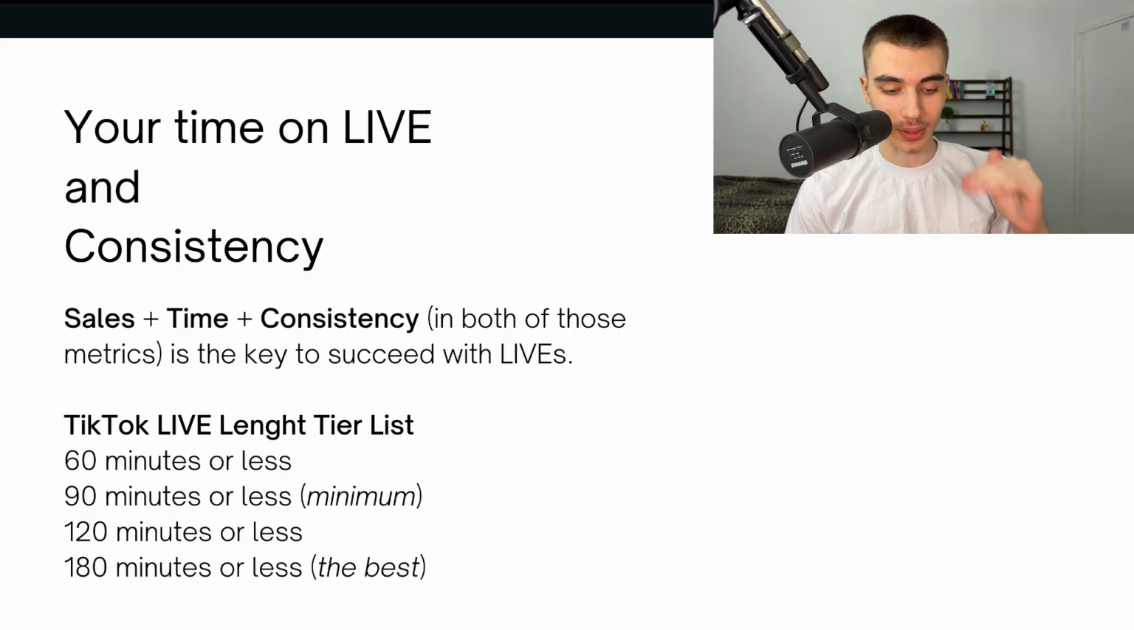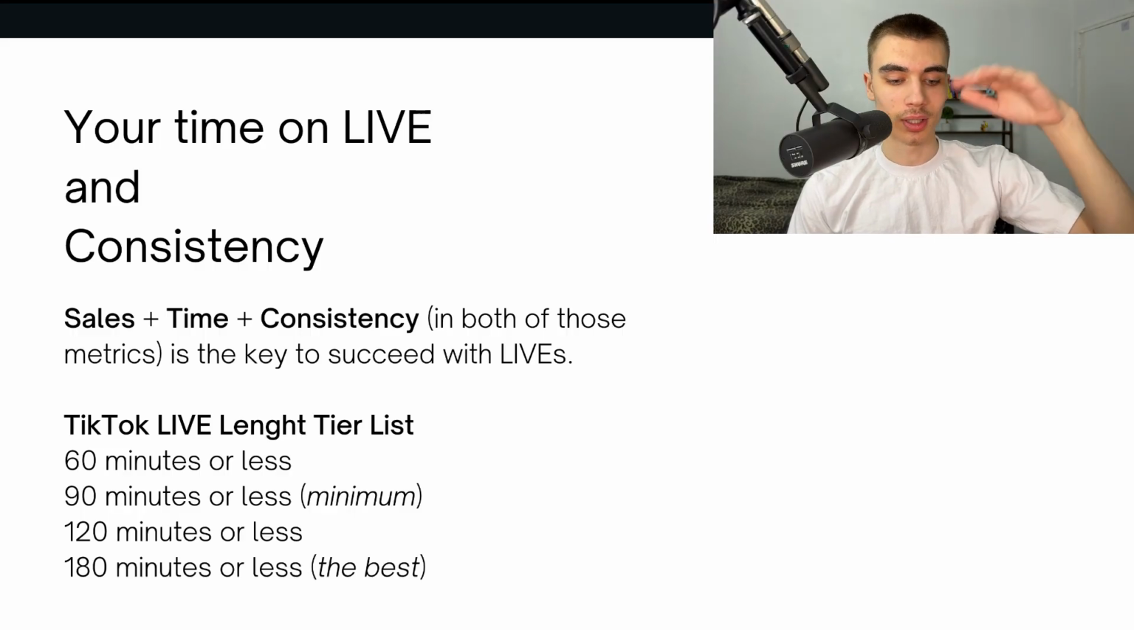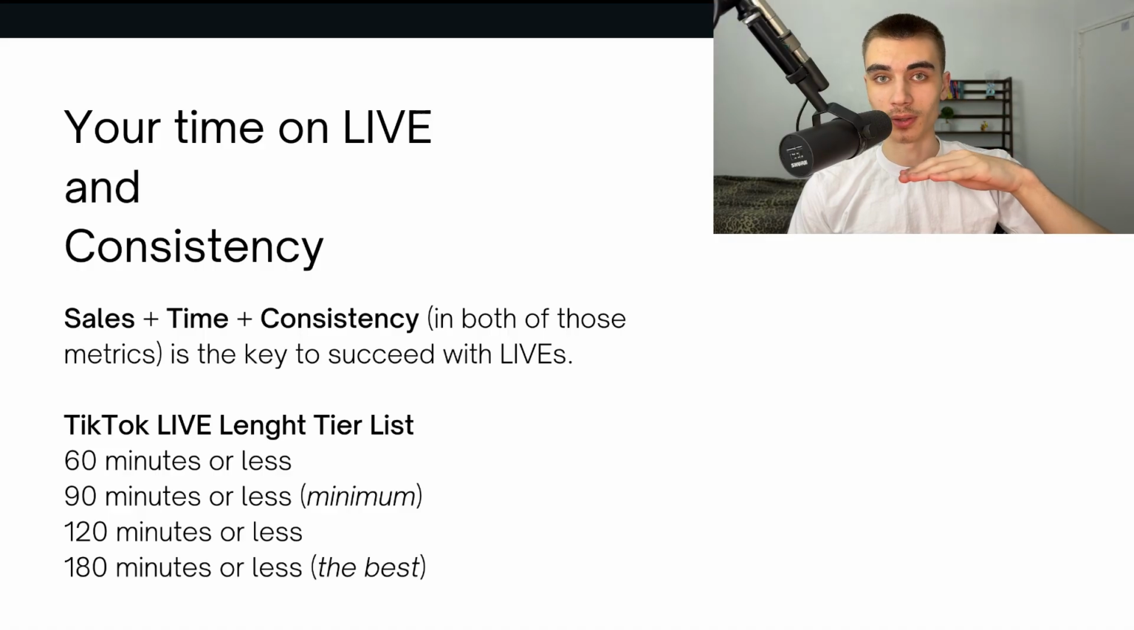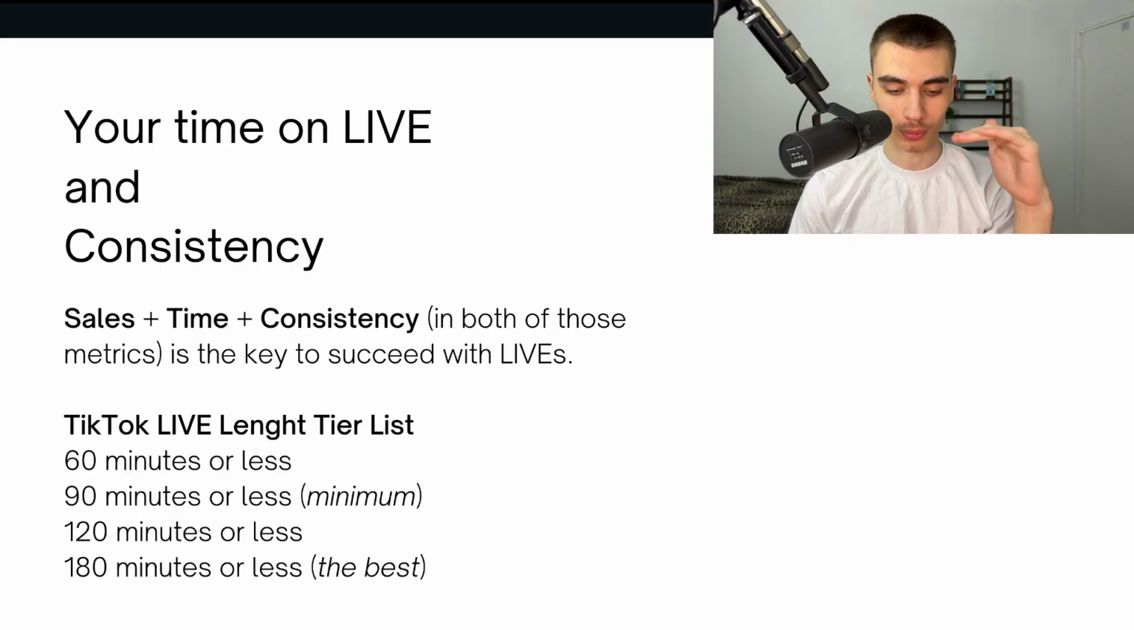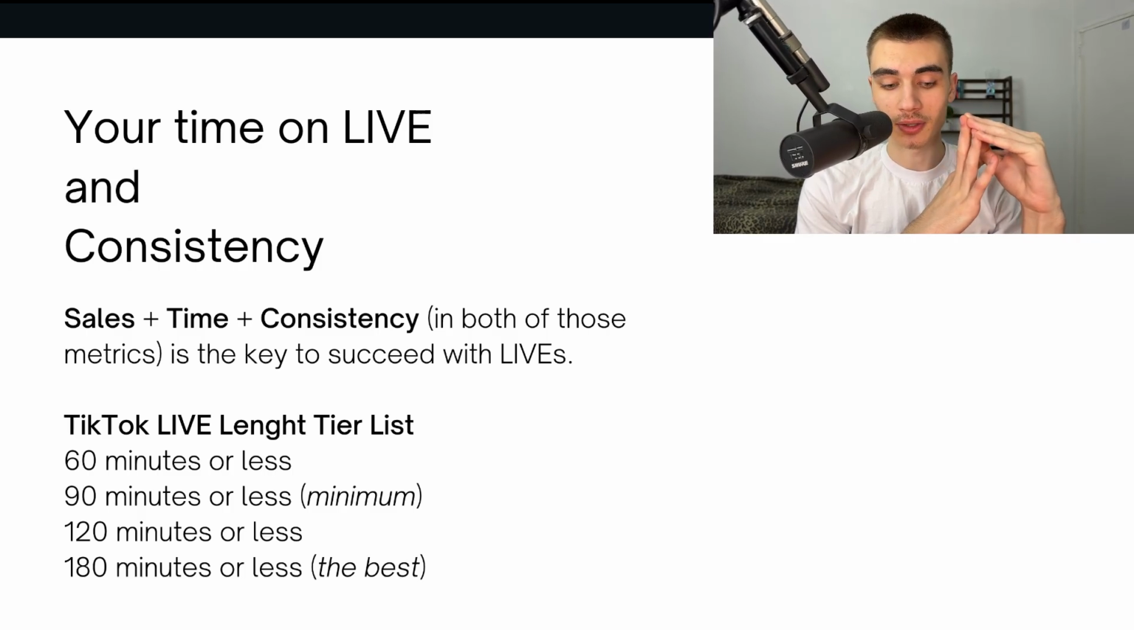So you have 60 minutes, 90 minutes, 120, and 180. If you go longer than 180, you are in SS plus tier on TikTok. There's like an ABCD, SS plus thing. So 60 minutes or less is average, is what everyone does. If you go above 90 minutes, this is what your minimum should be. So if you make good sales, you go on live every day, you go for at least 90 minutes, you're going to win over time. Simple as that. You cannot not make money with that tactic.